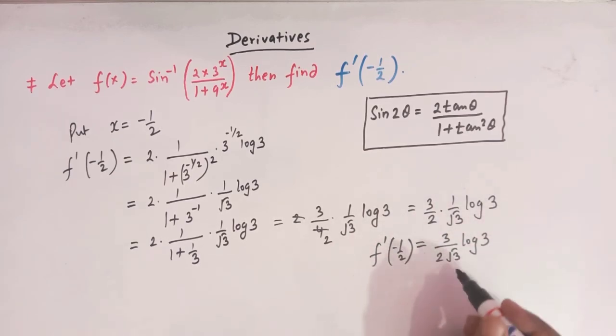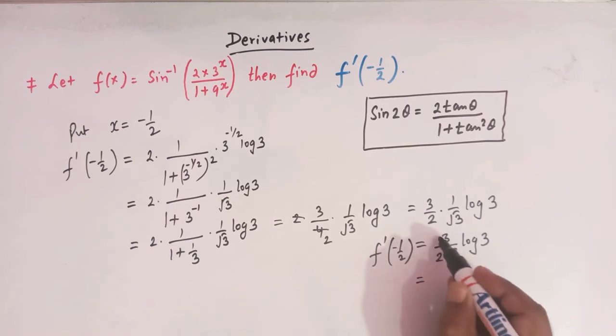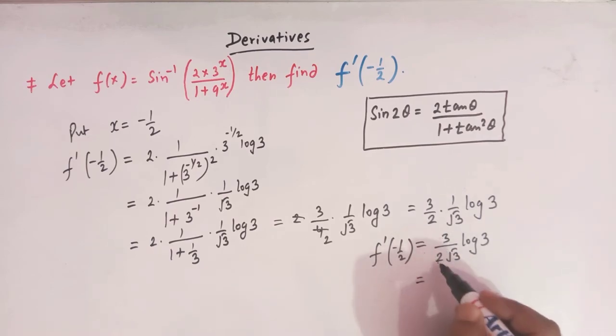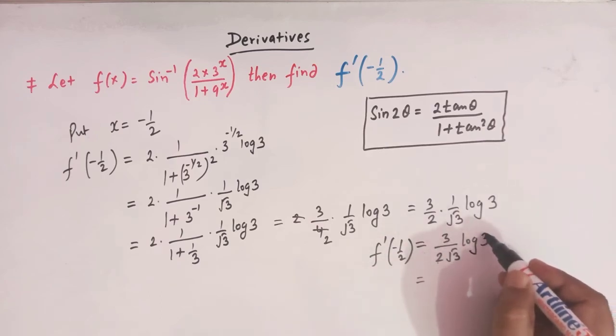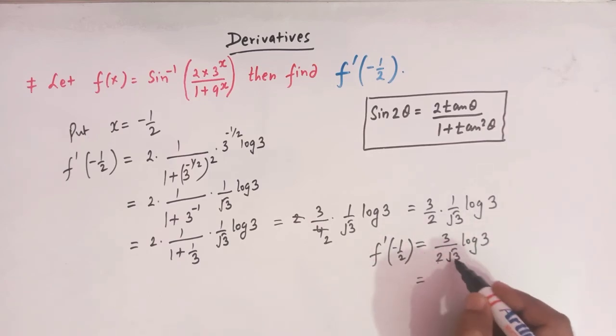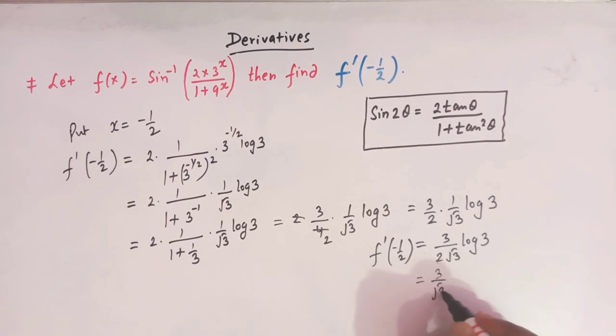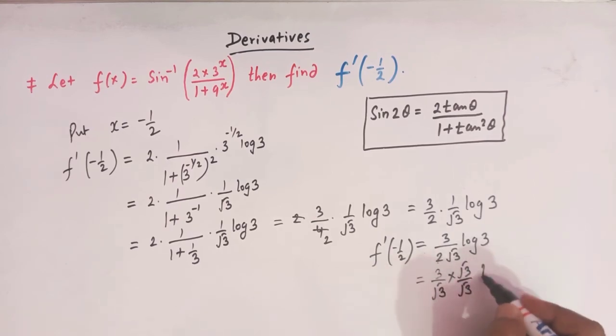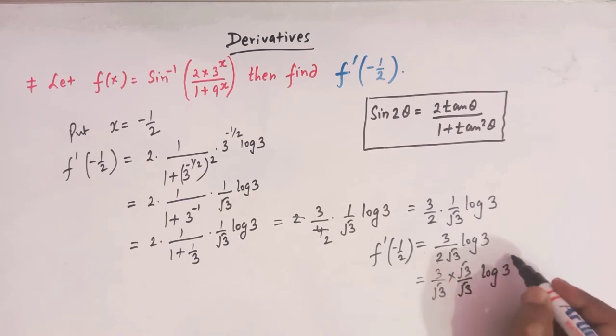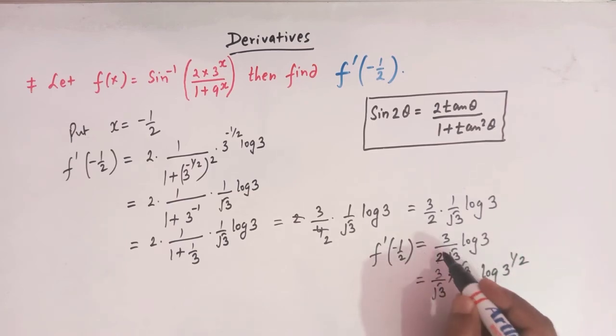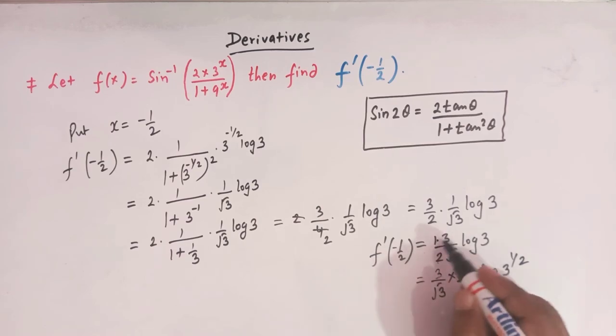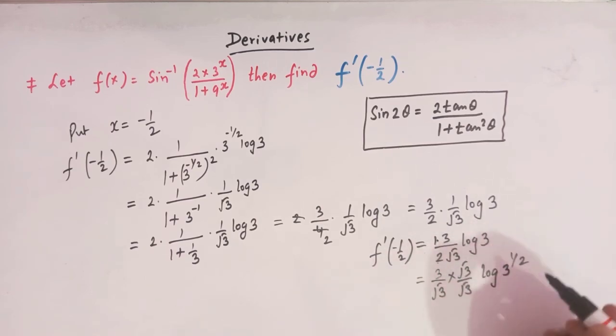Now viewers, here it is very interesting to note that we can also express this result in a slightly different way. See, here we have 1 over 2, right? So if we take 1 over 2 as the power of 3 here, and if we rationalize 3 over square root of 3 by root 3, we'll have 3 over root 3 times root 3 over root 3, and then we can write 3 raised to half, right?